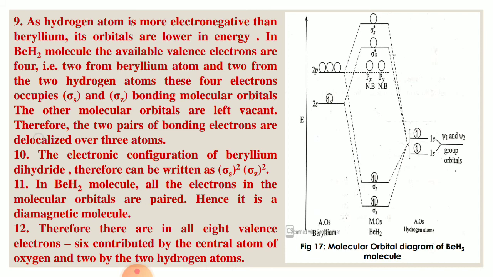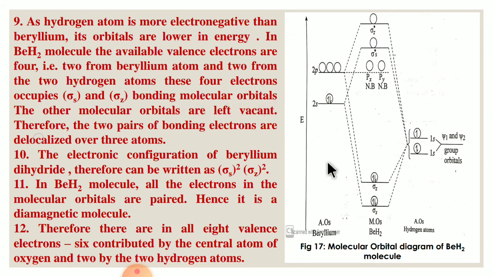So in this diagram we can see here the energy of the hydrogen atom is lower as compared to the energy of the 2s and 2p atomic orbitals of beryllium, because hydrogen is more electronegative as compared to beryllium. In the BeH2 molecule, the available valence electrons are 4, that is 2 from the beryllium atom and 1 each from the 2 hydrogen atoms. These 4 electrons occupy sigma s and sigma z bonding molecular orbitals.